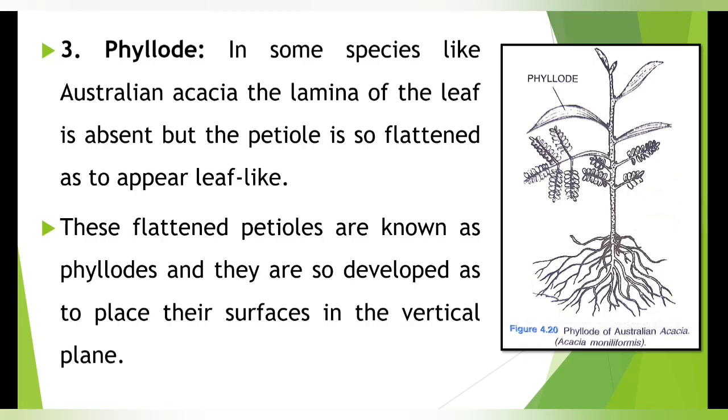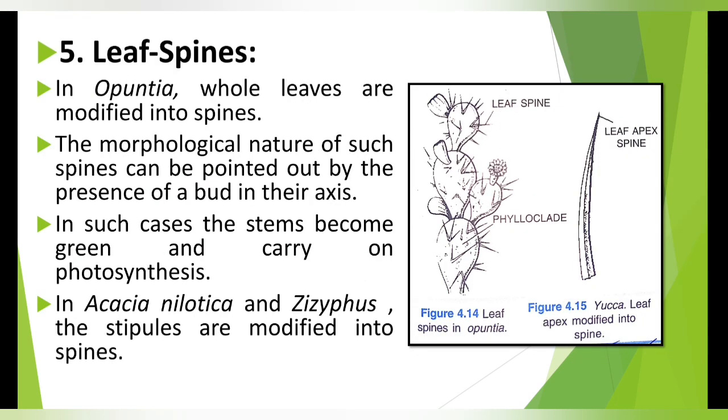Then phyllodes. In some species like Australian acacia, the lamina of the leaf is absent, but the petiole is flattened to appear leaf-like, called phyllode. This flattened petiole is called a phyllode, and they are so developed as to place their surface in a vertical plane. Then leaf spines. In Opuntia, these leaf spines are present. The morphological nature of such spines can be pointed out by the presence of a bud in their axil. In such cases, the stem becomes green and carries out photosynthesis. In Acacia nilotica and Ziziphus, the stipules are modified to form spines.